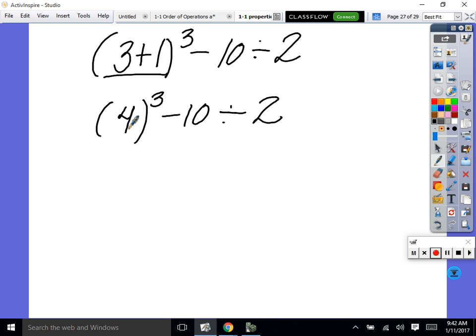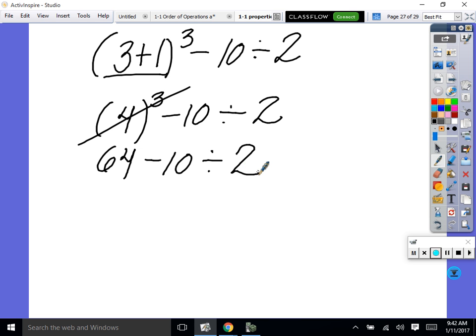What I want you to know is if you don't have a graphing calculator, you can literally just type out 4 times 4 times 4. That's what 4 cubed means, right? So we get 64. I'm going to cross that out and rewrite it as 64. So we have 64 minus 10 divided by 2.